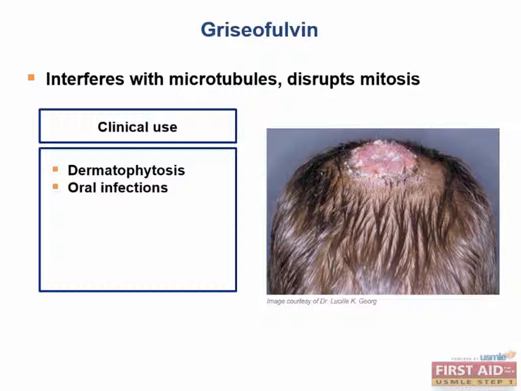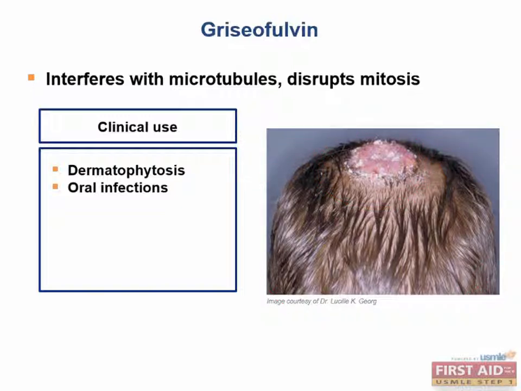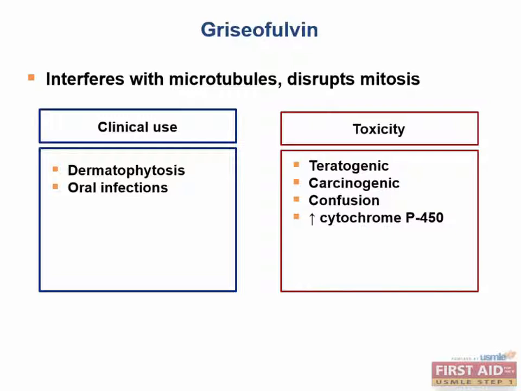Do you remember what we'd call the ringworm infection, or the dermatophytosis, seen here? This would be tinea capitis because we can see that there is a fungal infection here on the cap, or the head, of this individual. The use of griseofulvin is limited due to its teratogenic and carcinogenic potential. In addition, it can cause confusion as well as induce cytochrome P450 and increase the metabolism of certain drugs, including warfarin.